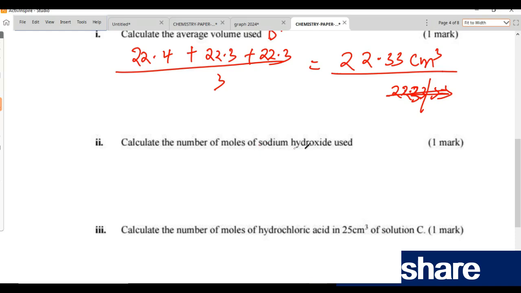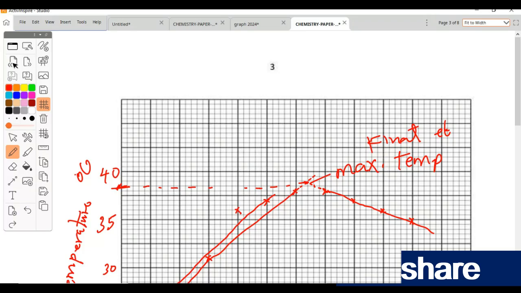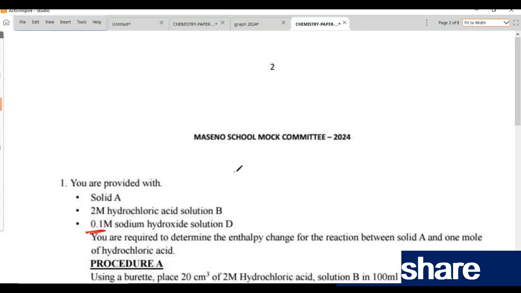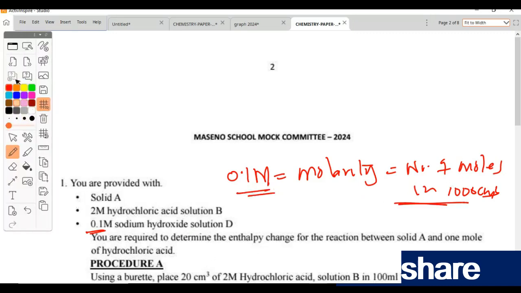Calculate the number of moles of sodium hydroxide used. So when you go back, you need to remember what sodium hydroxide was: 0.1 capital M. Capital M stands for molarity. Molarity is equal to the number of moles in 1,000 centimeters cube. So it means this is the number of moles in 1 liter. So that's the information we have, very important to remember.